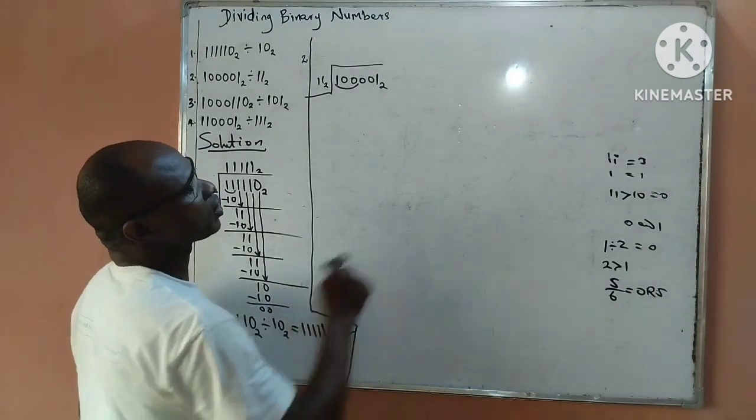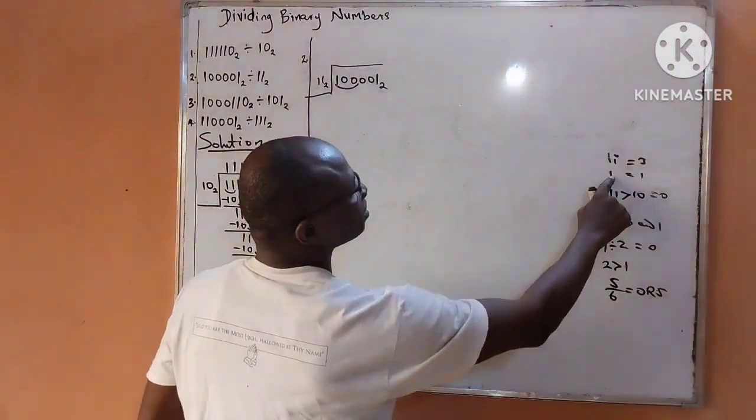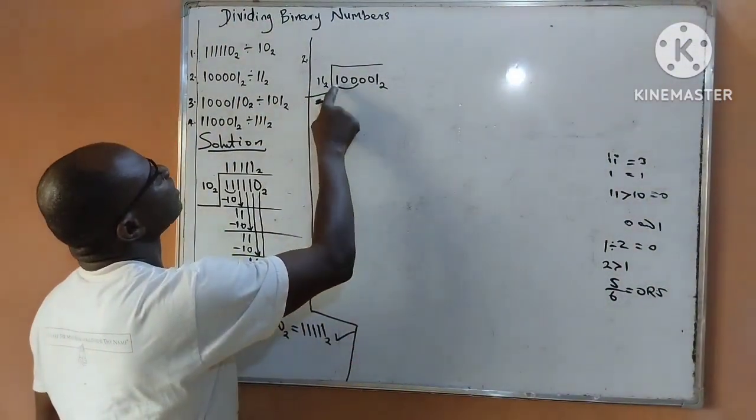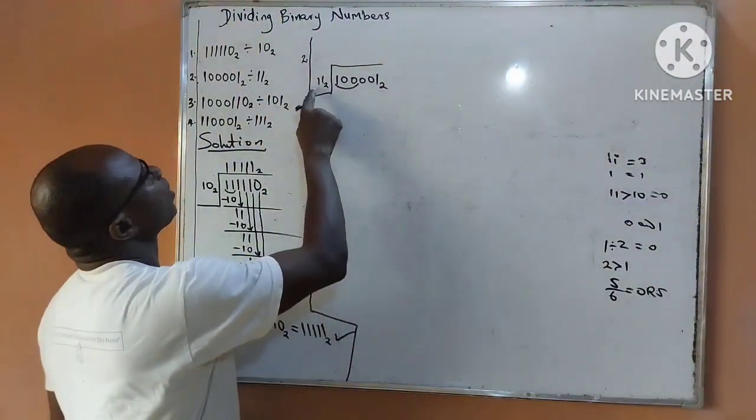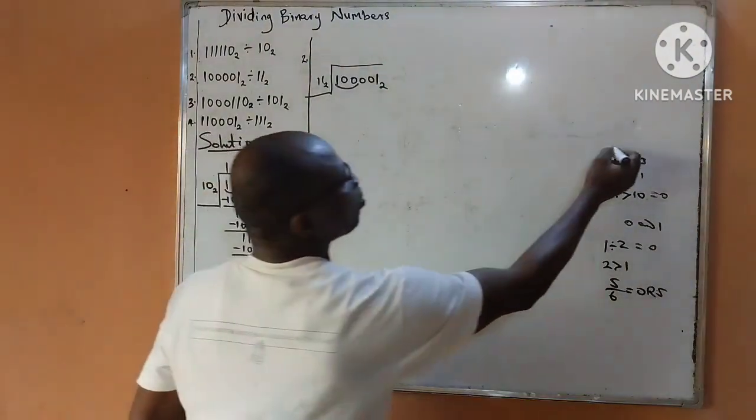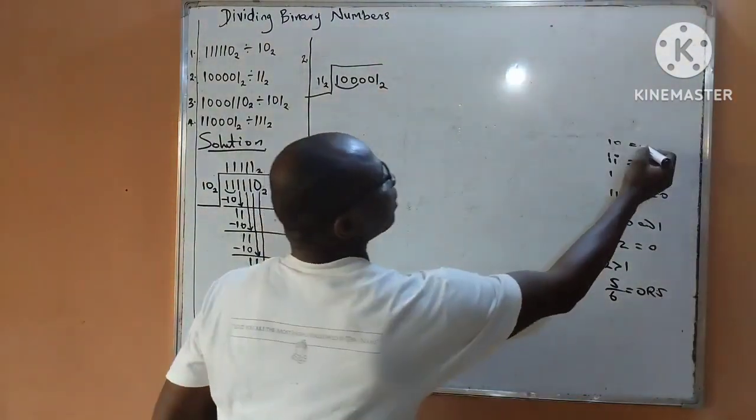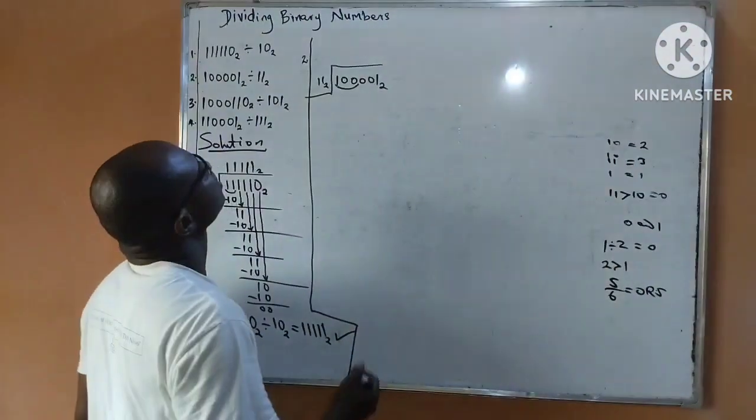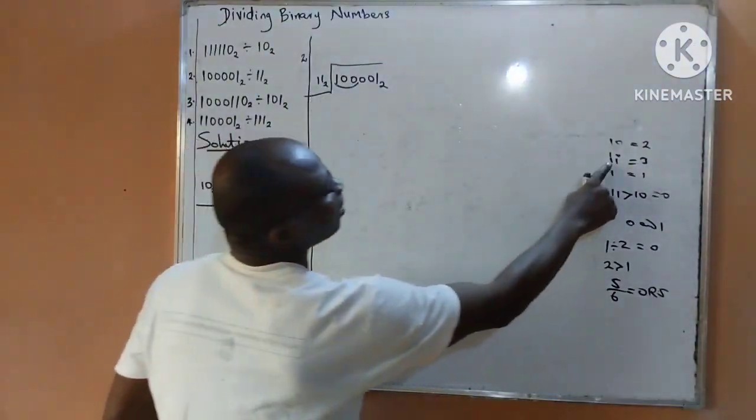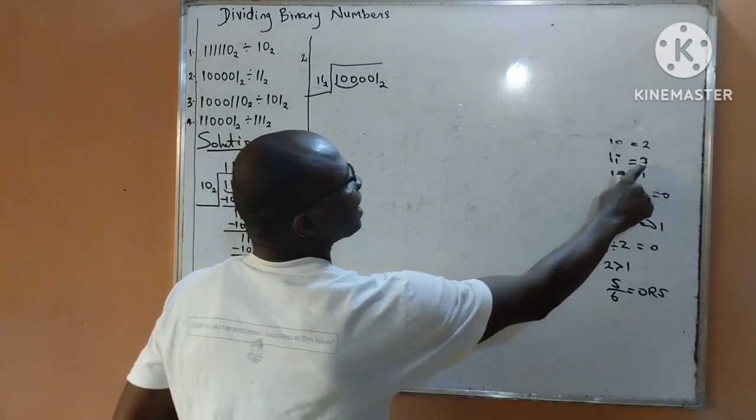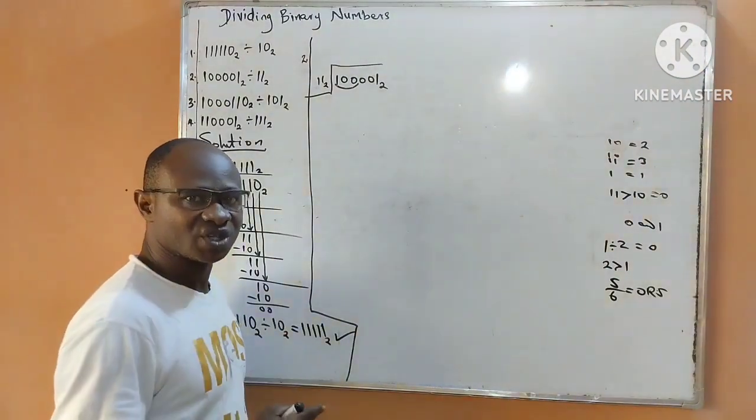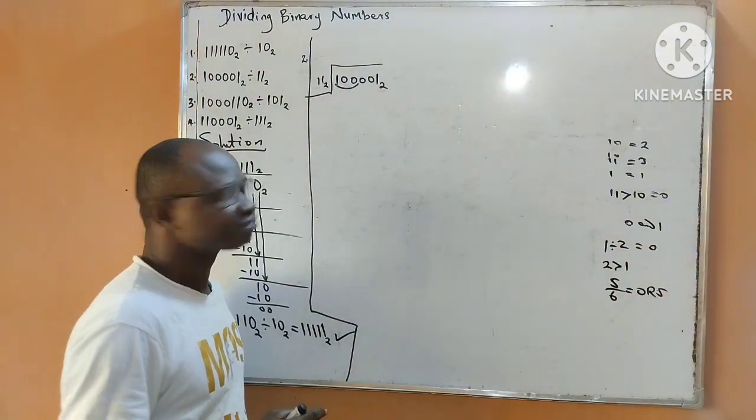Since 1 is less than 3, 11 cannot divide 1, and 11 cannot divide 10, because 10 is equal to 2. Whereas 11 is equal to 3, I cannot use 3 to divide 2, because 3 is greater than 2. I believe this is very well understood.